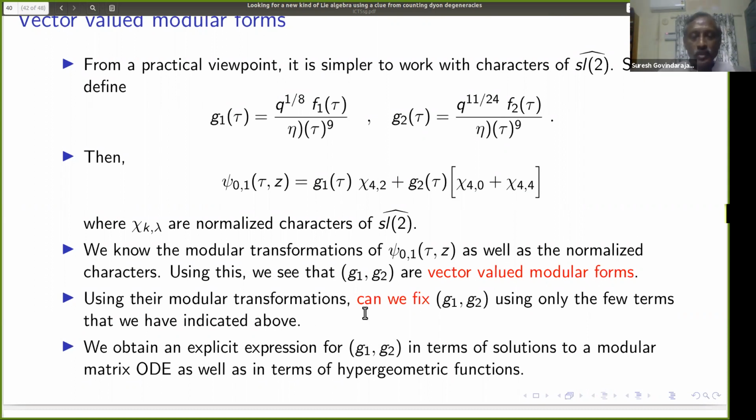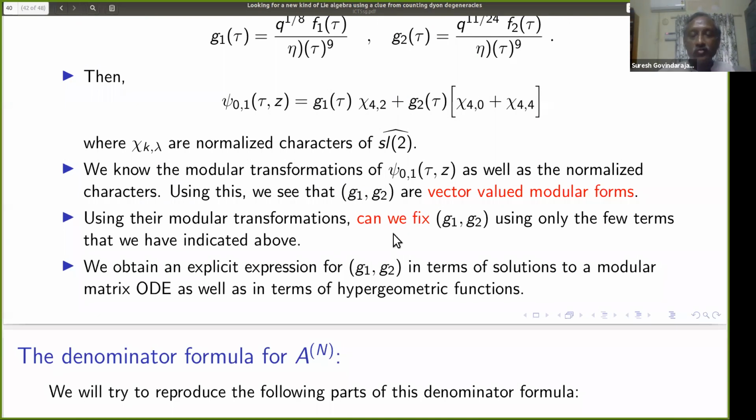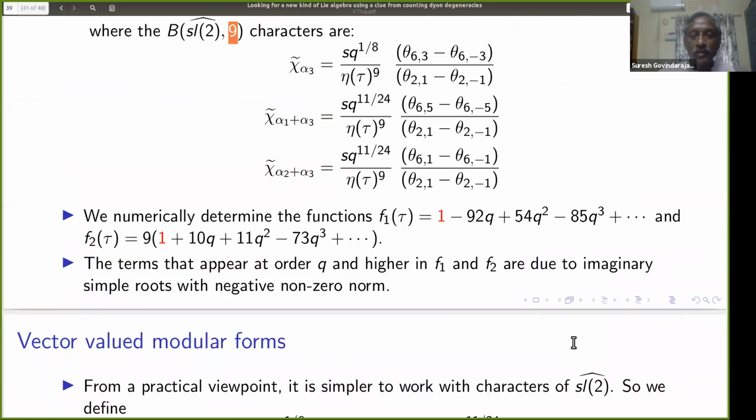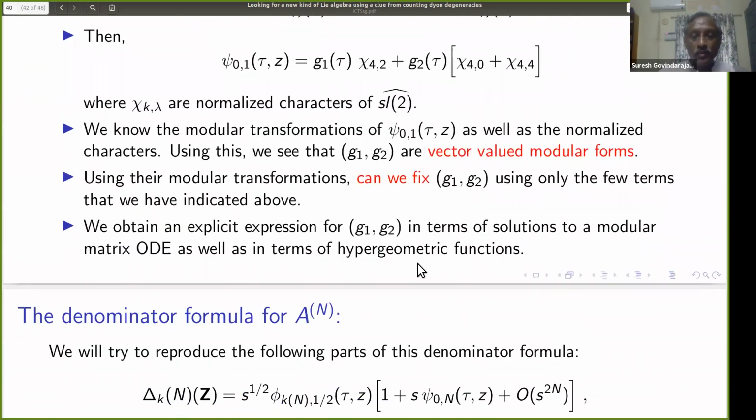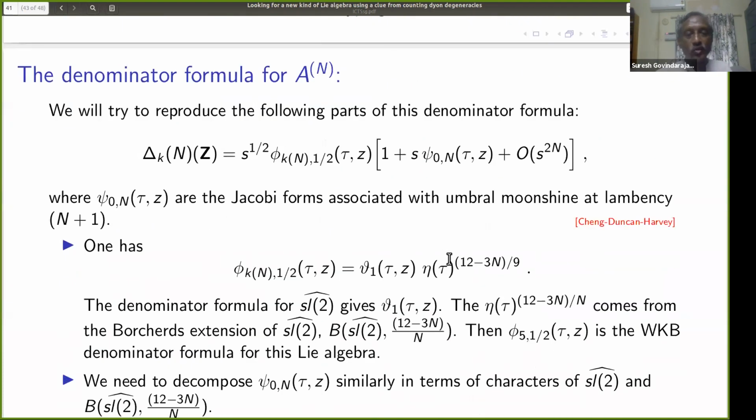And so what happens is, using their modular transformation, we can fix G1 and G2 using only a few terms that we have indicated above. We can fix them. But there's some work which is needed to do that. Same thing goes on for AN.